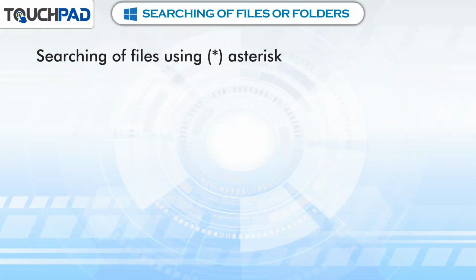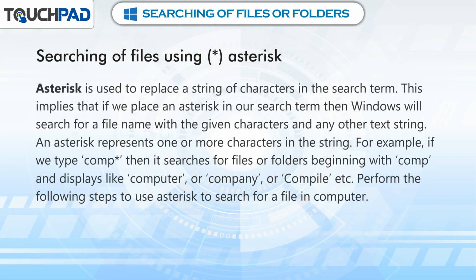Searching of files using asterisk. Asterisk is used to replace a string of characters in the search term. This implies that if we place an asterisk in our search term, then Windows will search for a file name with the given characters and any other text string. An asterisk represents one or more characters in the string. For example, if we type comp*, then it searches for files or folders beginning with comp and displays results like computer or company or compile, etc.